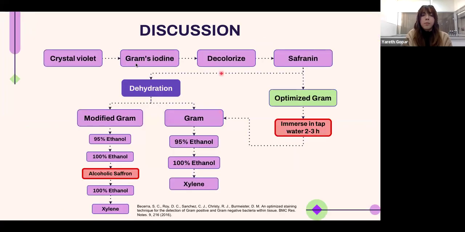Often many improvements made in staining techniques come from simple changes that may seem obvious. For example, Becerra and collaborators for their modified Gram stain only added alcoholic saffron when dehydrating tissue. By modifying this simple step, they achieved to improve significantly the contrast between the tissue and the bacteria. In our optimization technique, our critical step was to immerse the tissue in tap water, and this allows the tissue to release the dye and improve the contrast.